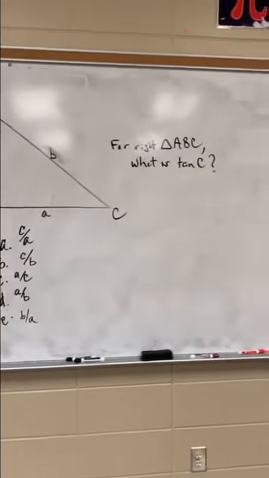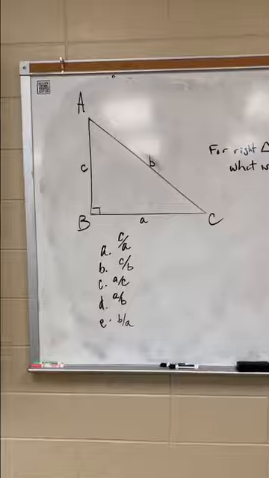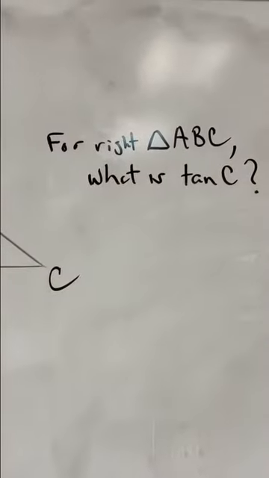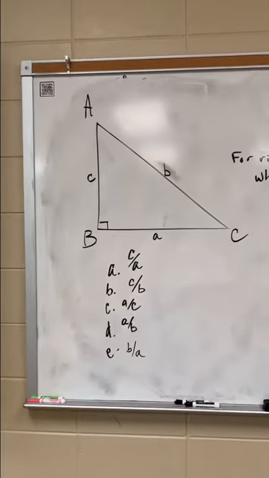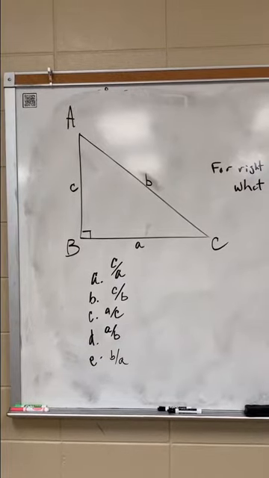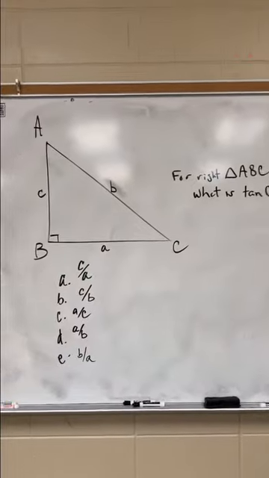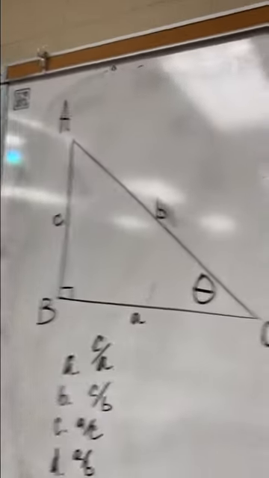All right, so I'm looking at an ACT question. Literally, this is an ACT question. We have a triangle, and it asks for right triangle ABC, what is tangent C? And there's my triangle, and there are my answer selections. All right, there we go. So everything you need is within the question and within the diagram.